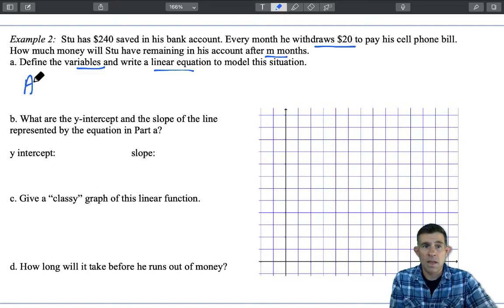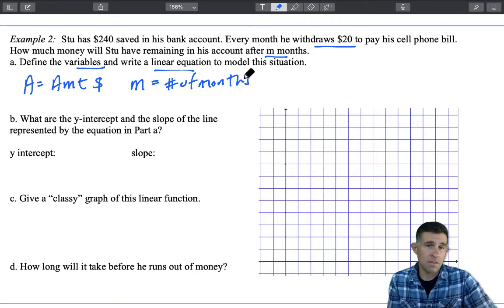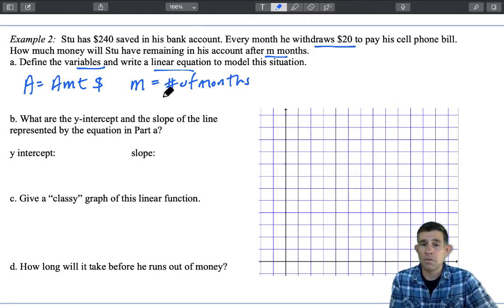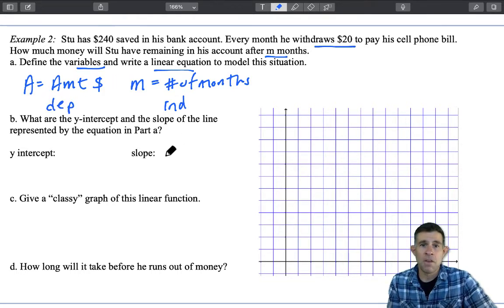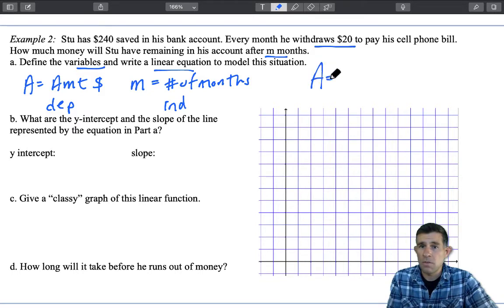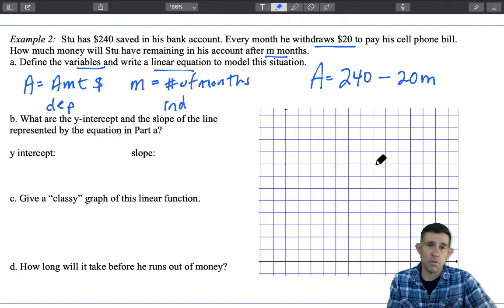So again, we're going to let a be the amount, and this time it's going to be the amount of money in his account, and m is going to be the number of months into paying his cell phone bill. All right, so m is going to be our independent variable, and our amount of money is going to depend on the months. All right, writing our equation then, we're going to say the amount he has is going to be equal to the original or starting amount minus $20 for every month he pays his cell phone bill.